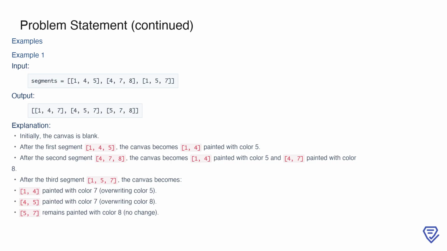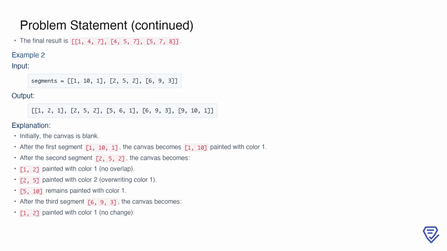This segment overlaps with both of the earlier segments. It overwrites the range from 1 to 4 with color 7, and it also overwrites part of the second segment, specifically the range from 4 to 5, with the same color 7. The result is a canvas described by three distinct segments: [1, 4, 7], [4, 5, 7], and [5, 7, 8]. These segments are non-overlapping, and adjacent segments with the same color remain separate.